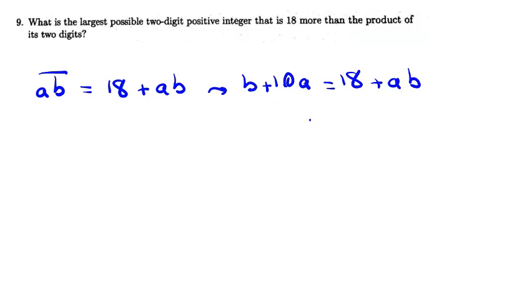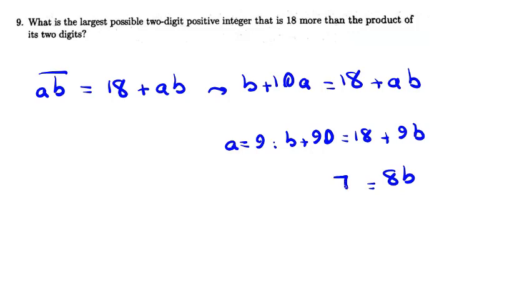So if you check, for example, we want to increase A to 9. You say, okay, if A is 9, let's see what happens. You say B plus 9B equals 90 minus 18, so 8B equals 72. And we see B is 9. So 99 is the answer of this problem.